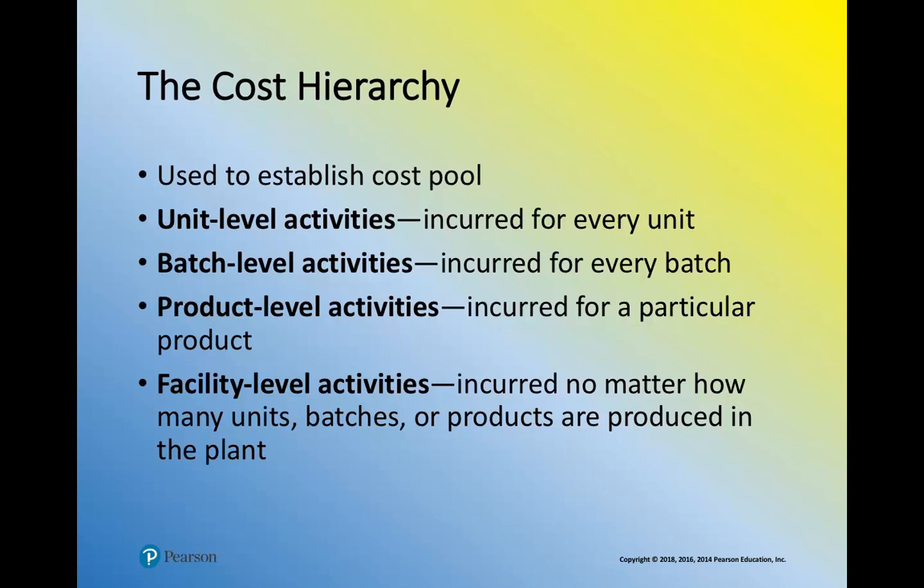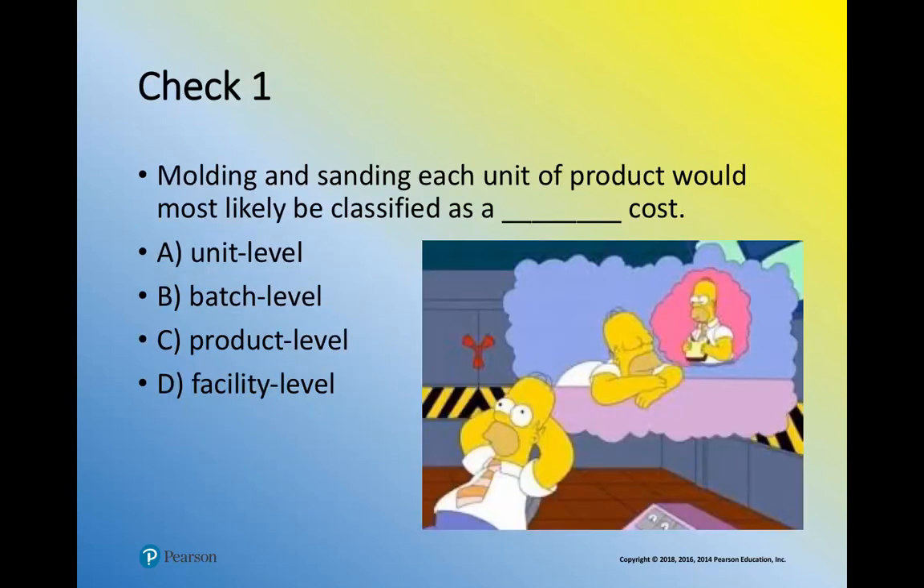So think about the salary for the owner, the rent for the overhead. Those would fall into that facility level activity. So basically, if it doesn't fall into one of the three above, it falls under that facility. Think of those as a lot of your fixed costs. So we have a couple checks here.